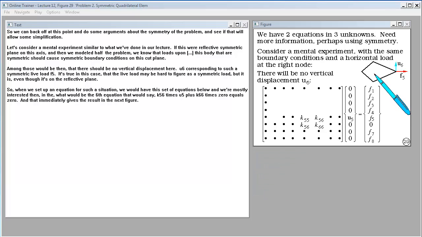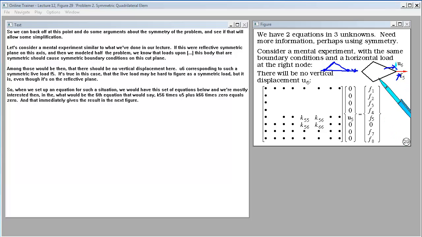Let's consider a mental experiment similar to what we've done in our lecture. If this is a reflective symmetric plane on this axis, and then we modeled half the problem, we know that loads upon this body that are symmetric should cause symmetric boundary conditions on this cut plane. Among those would be that there should be no vertical displacement here, U6, corresponding to such a symmetric live load F5. It's true in this case that the live load may be hard to figure as a symmetric load, but it is, even though it's on the reflective plane.